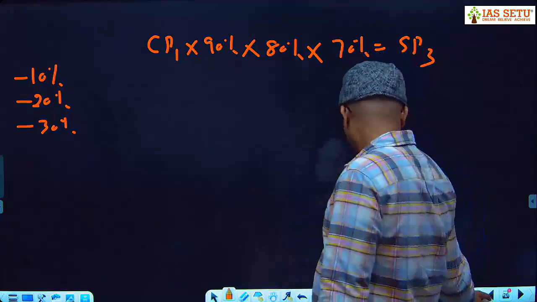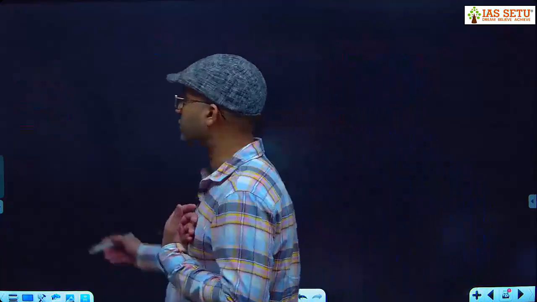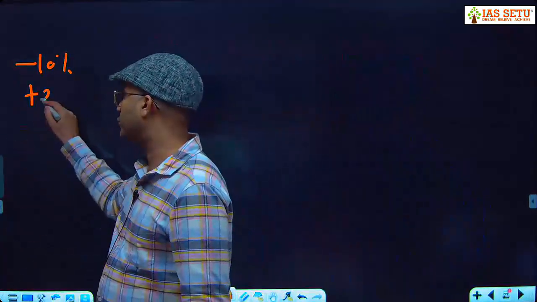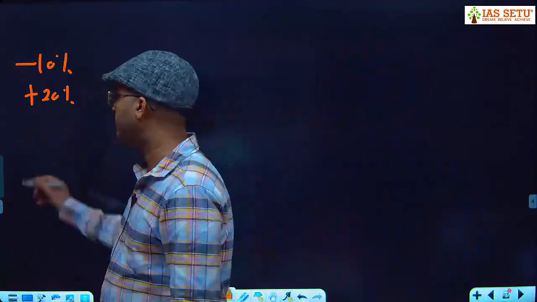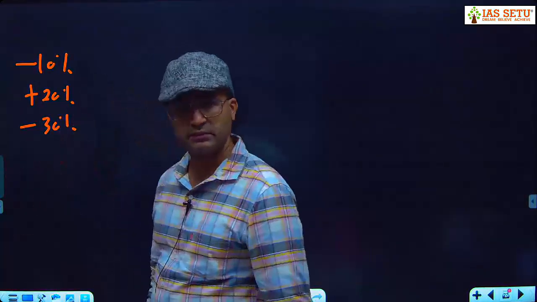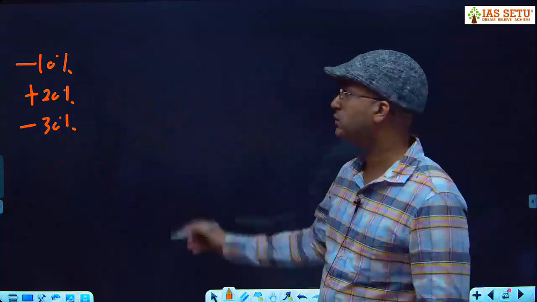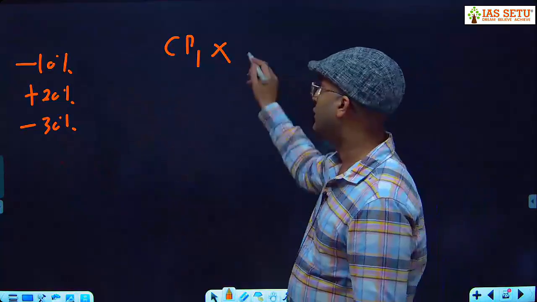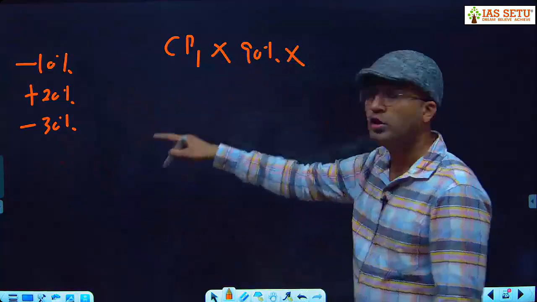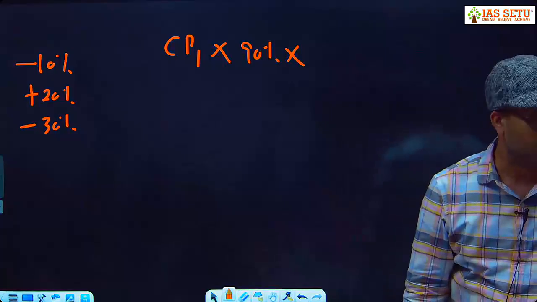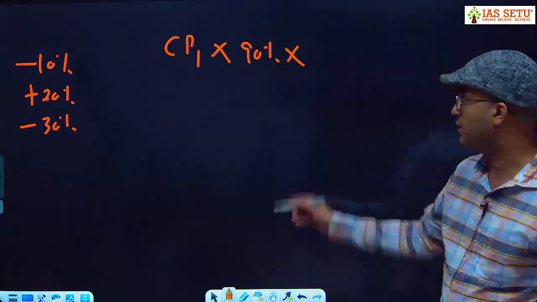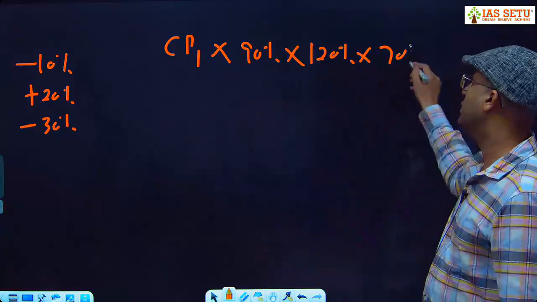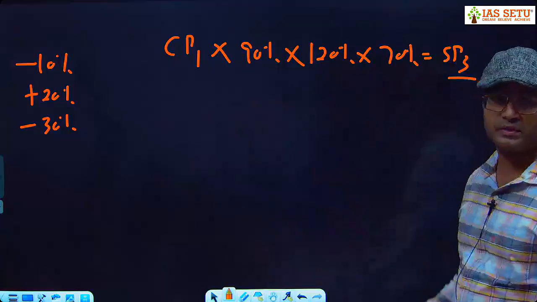Like, if I suffer a loss of 10%, second one makes a profit of 20%, third one suffers a loss of 30%. Okay, what will be our equation? CP1 into 90 into what is 100 plus 20? Loss घटाना है, profit add करना है. 120. What is 100 minus 30? 70 will equal to SP3.